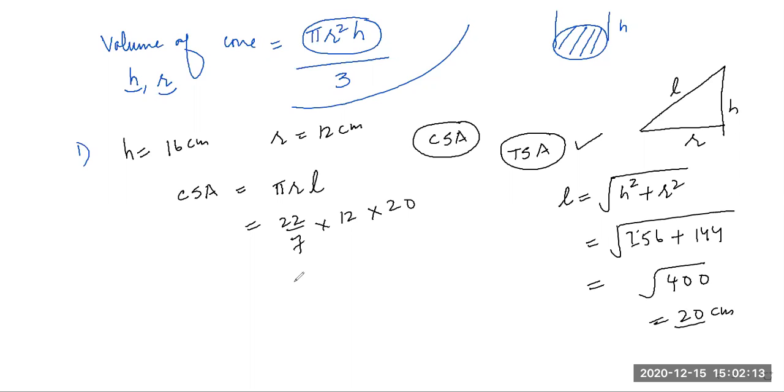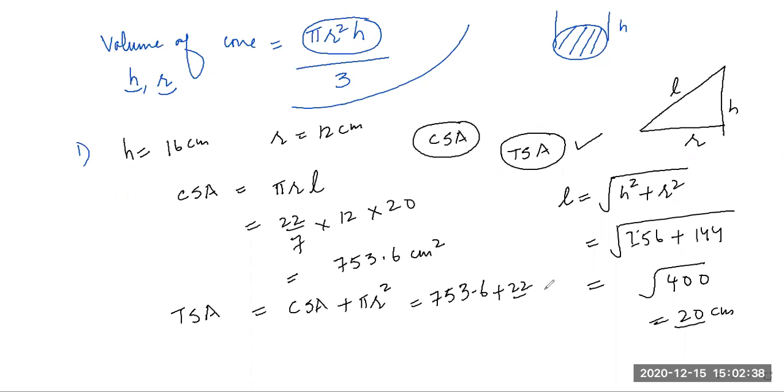Beautiful. So CSA will come as, just calculate, 753.6 centimeter square. So guys, very simple. What will be the total surface area? Total surface area will be CSA plus pi r square. So this is equal to 753.6 plus pi into r square. What is r? r is 12, so 144. Once you calculate this, students, you will get 1205.76 centimeter square. Whatever calculation I'm writing, as good students, you should do them yourself.